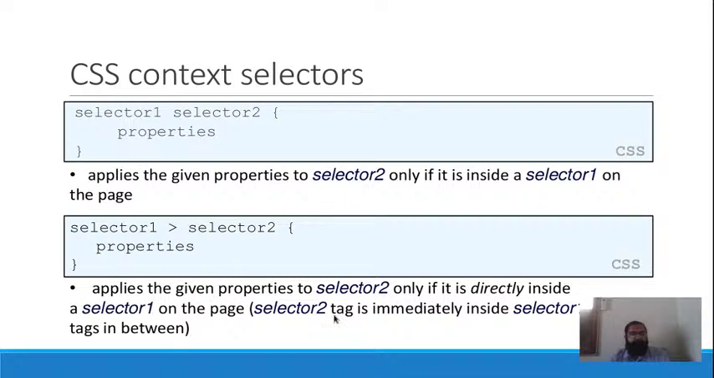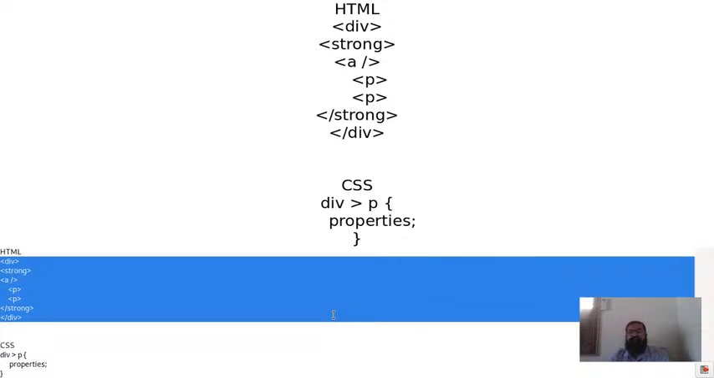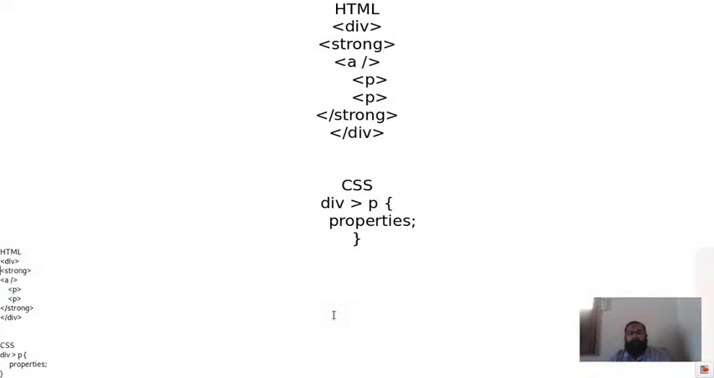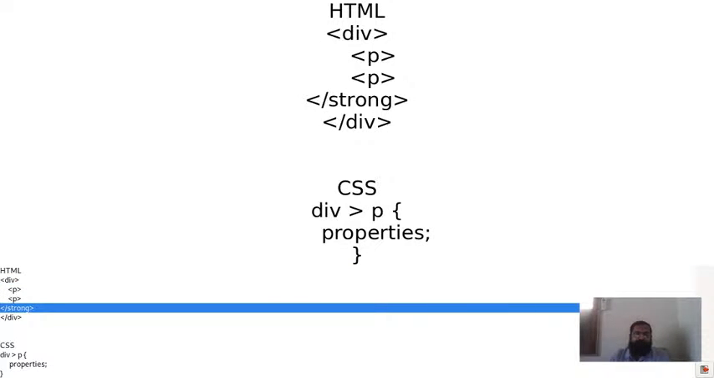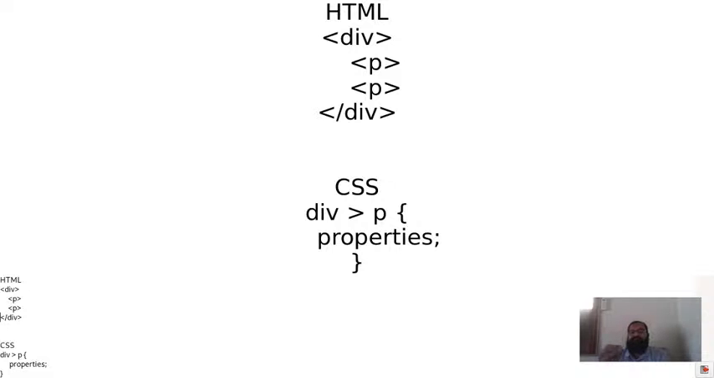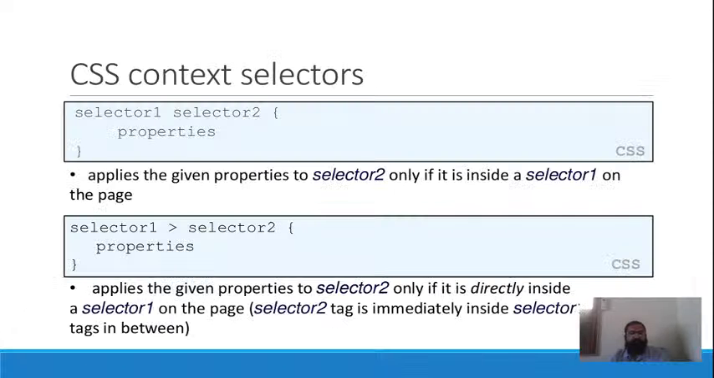Now if I put div greater than p, then it means that for this HTML that I have given over here, it will not be applicable. It will be applicable only if the p directly falls just after the div. So it applies the given properties to selector 2 only if it is directly inside selector 1 on the page. Selector 2 tag is immediately inside selector 1 with no tags in between. So that is the difference between selector 1 selector 2 properties and selector 1 greater than selector 2 properties.